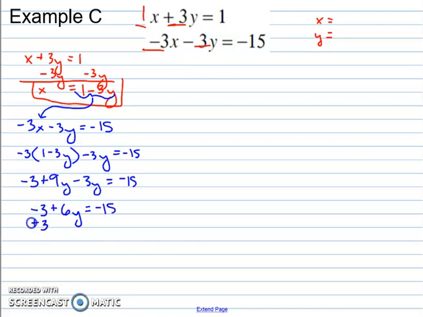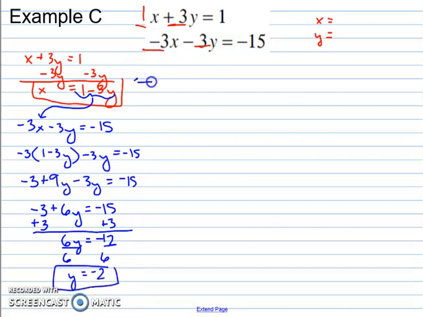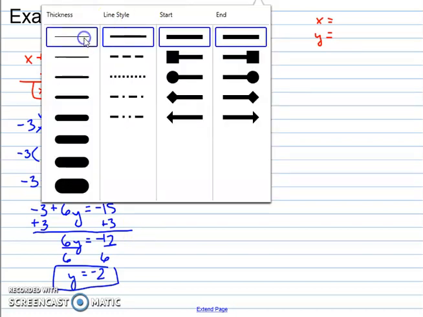And we're just solving. Just keep marching along. Solving like we always have known how to do. Equals -12 divided by 6. y equals -2. Whew. All right, we're going to take that, we're going to come right back here, and we're going to plug in and see what we get.